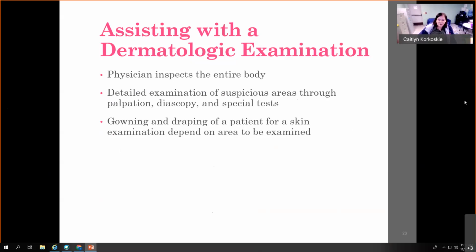But usually what we'll have to do is just tell the patient how to prep for the examination, which is usually like they'll just change into a gown that opens up in the back so that way they can expose the area of skin that they're examining at that time.